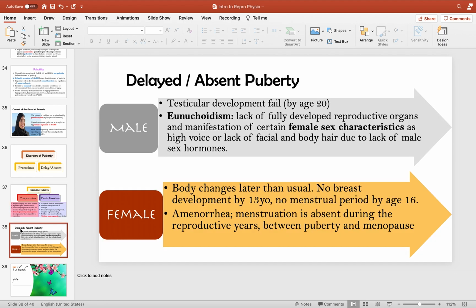And also delayed and absent puberty, where in the male testicular development fails, called eunuchoidism, with lack of fully developed reproductive organs and manifestation of certain female sex characteristics. And in females, body changes occur later than usual, with no breast development by 13 years old, no menstrual period by age 16, and amenorrhea, where menstruation is absent during the reproductive years between puberty and menopause.